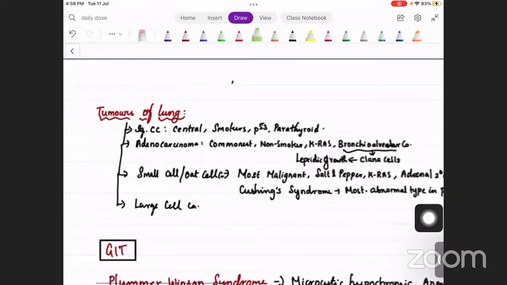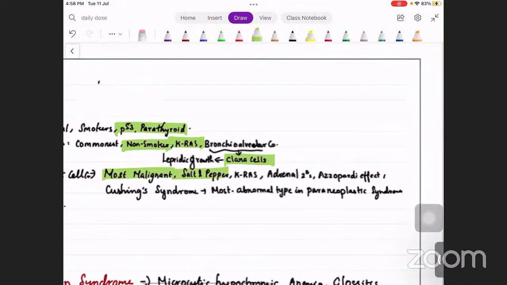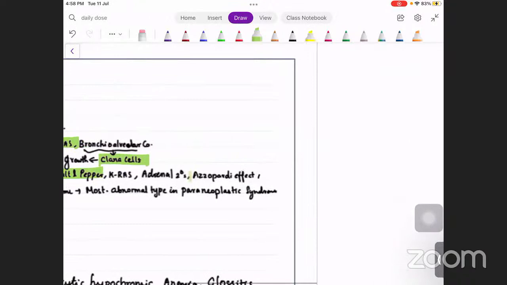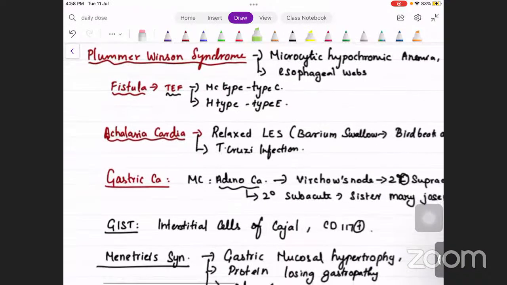Then you have tumors of lungs. Squamous cell carcinoma, where you see P53 and parathyroid hormone, central and smokers. Adeno, non-smoker, KRAS. Bronchoalveolar carcinoma, you see the Clara cells. Then you have small cell or oat cell, which is the most common one. Salt and pepper appearance will be seen, and you may also see the Azzopardi effect, apart from the large cell one.